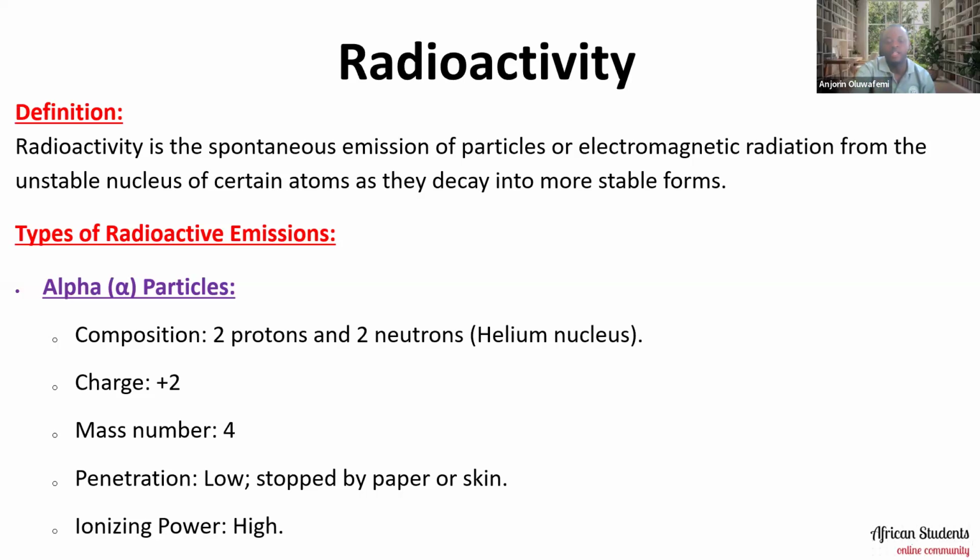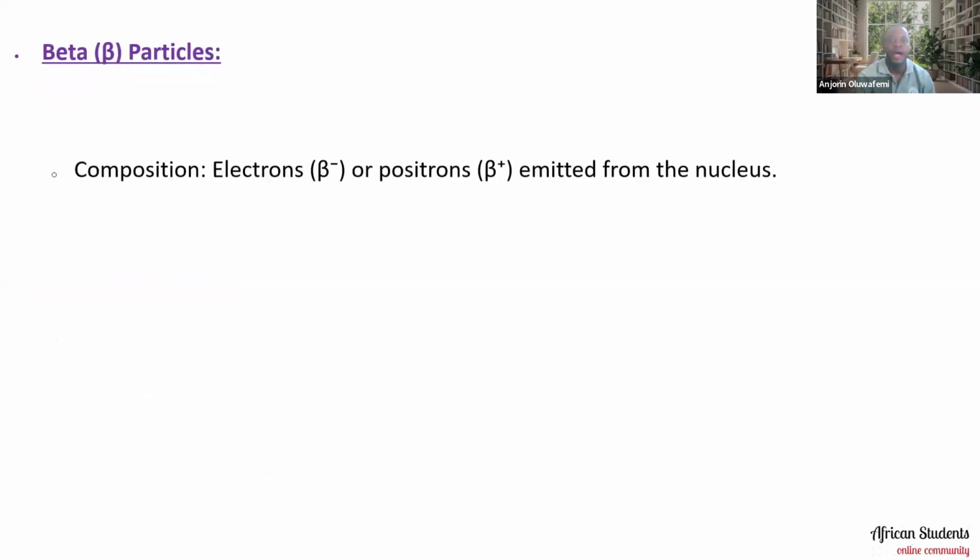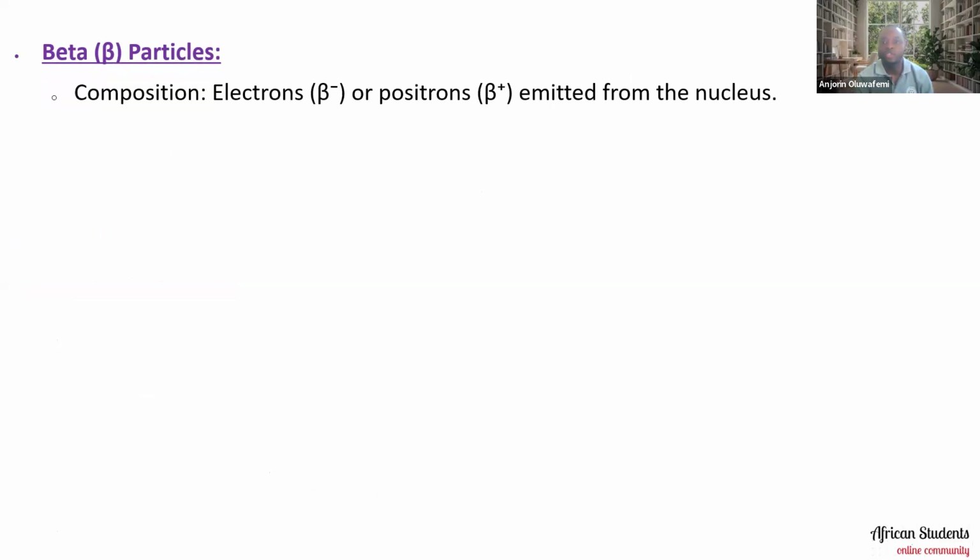So that's the first type of radioactive emission that we have. The second type is beta particles. It is composed of electrons or positrons. That's the electron, the beta minus, and the positron, the beta plus, emitted from the nucleus. It carries a charge of -1 when it is an electron, or +1 if it is a positron, as the case may be. Another thing is that it has a mass number that is approximately 0.